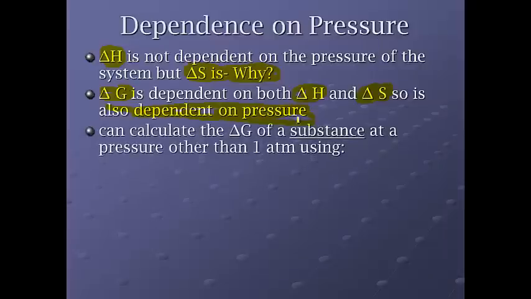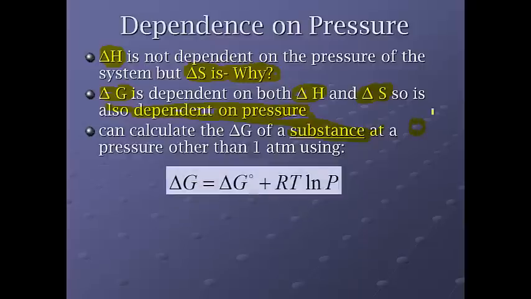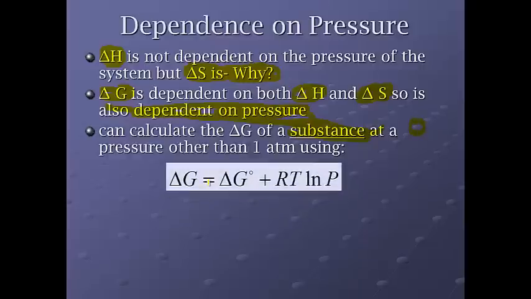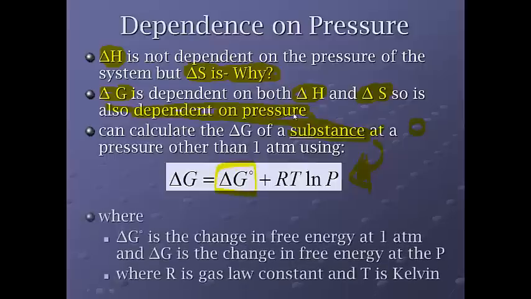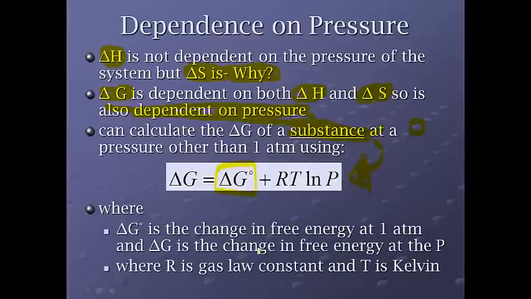Now we can calculate the delta G of a substance at a pressure other than 1 atm, because if you remember, we've been doing a lot of the prime stuff, which is 1 atm and 25 degrees. Okay, so here is our equation for a pressure not at 1 atm. Remember, delta G prime is still at the prime conditions. Then what you have is change in free energy at 1 atm. Delta G is the free energy at the new pressure. So it's kind of like G1 and G2, I guess you could think of it.